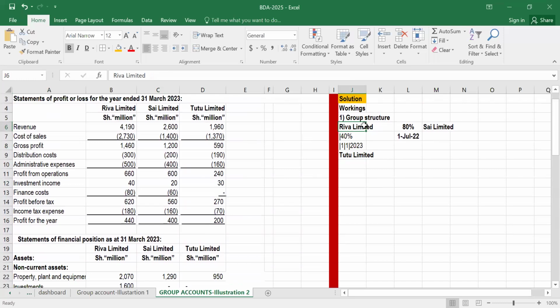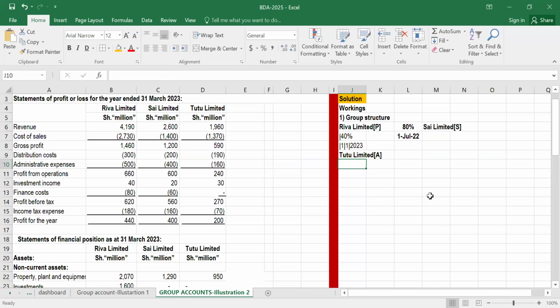From this group structure, we can conclude that this company, which is called BV, will be our parent company. This company, which is called ZU, will be a subsidiary. And this company, which is called WW, will be an associate.